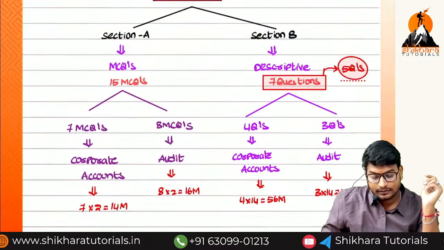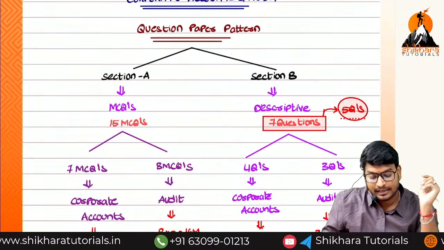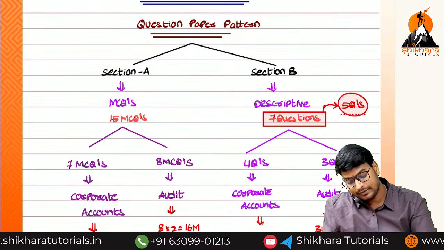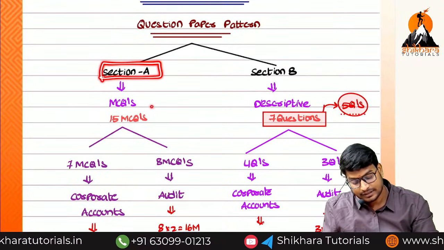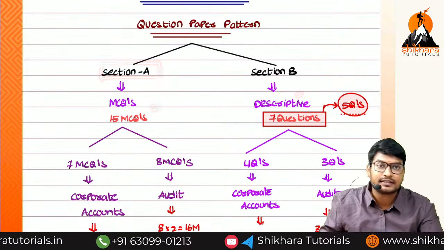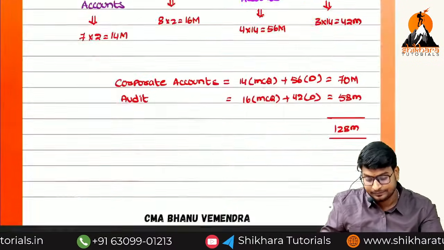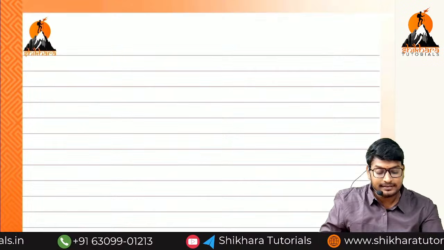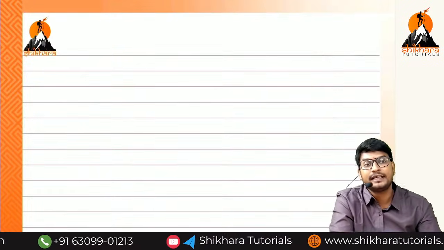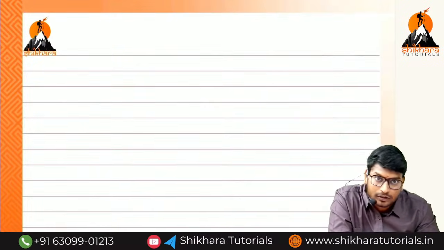So this is how the question paper they will ask. Totally we are having two sections. MCQs is the first section and the descriptives are the second section. Next, I am going to discuss how many chapters will be there in the corporate accounts.